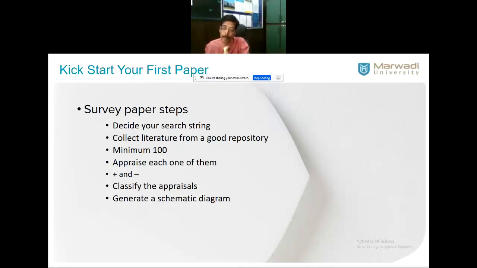So the second paper should be a concrete paper. Whatever you do from the survey, you are going to do an implementation, analyze it, interpret it and tabulate the result using a scientific method. That comes in the contribution paper or a concrete paper. Now we are going to talk about only a survey paper. So for a survey paper, what do we do?